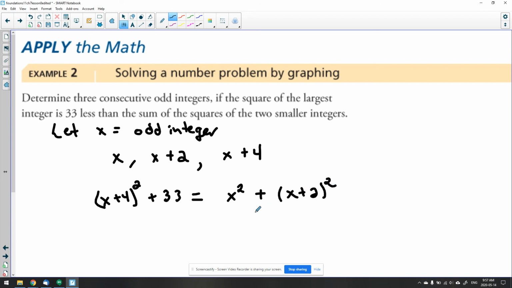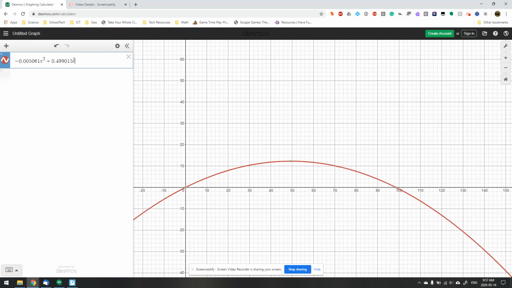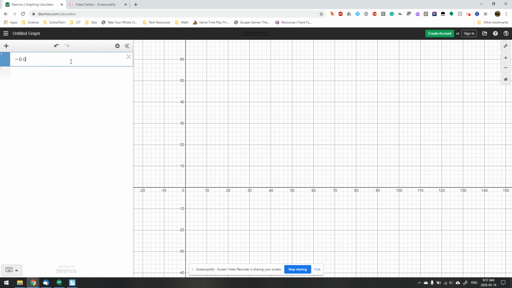Now we can graph this in two ways. We can graph that as y1, that is y2, and find the intersection points. Or we can move everything to one side and find the x-intercepts and go from there. I'm going to graph this in two separate graphs and find the intersection points. And again, I'm going to use Desmos for this.